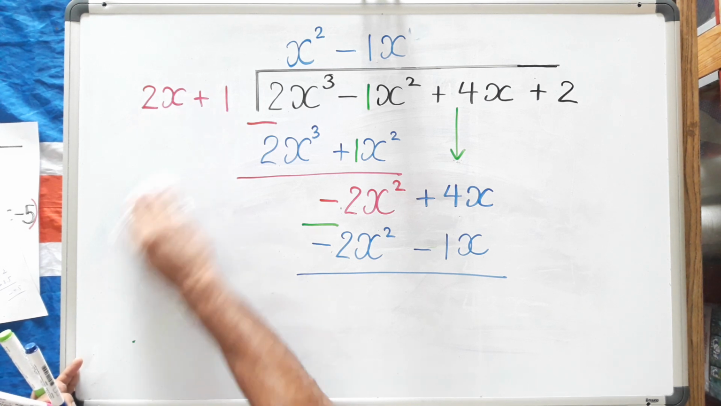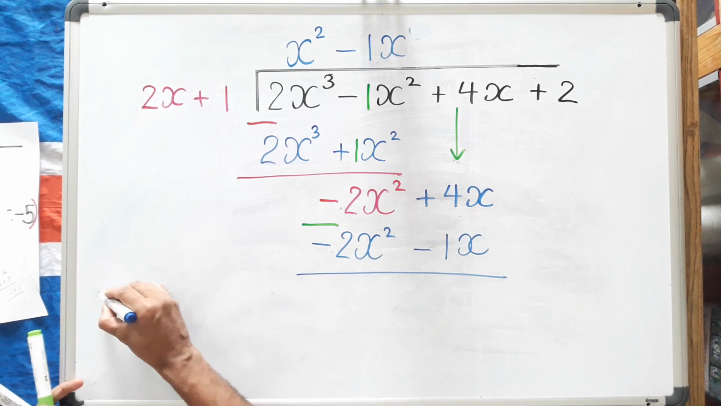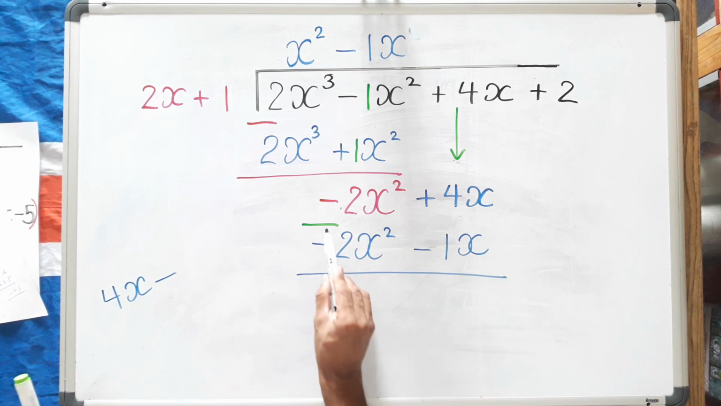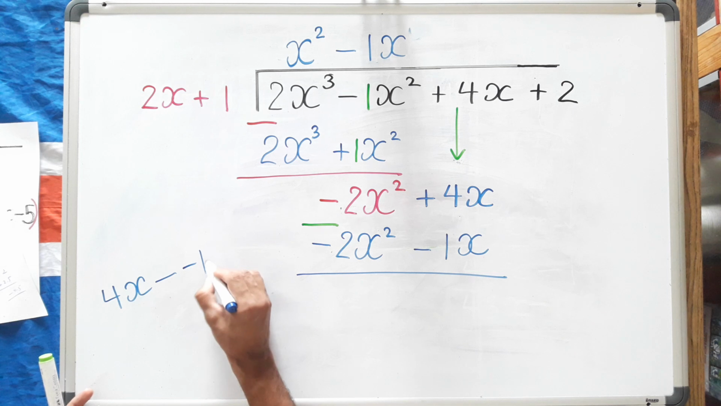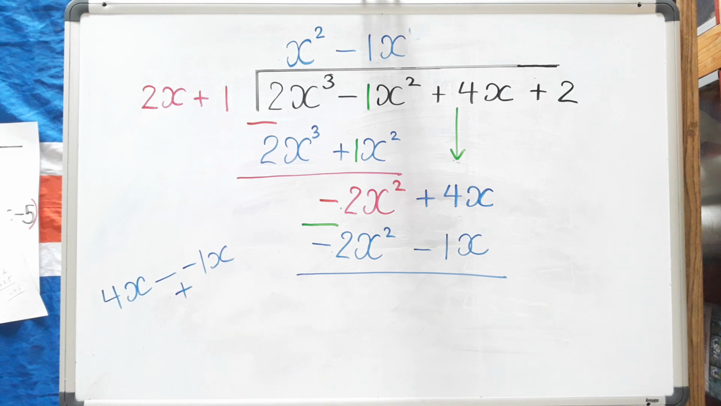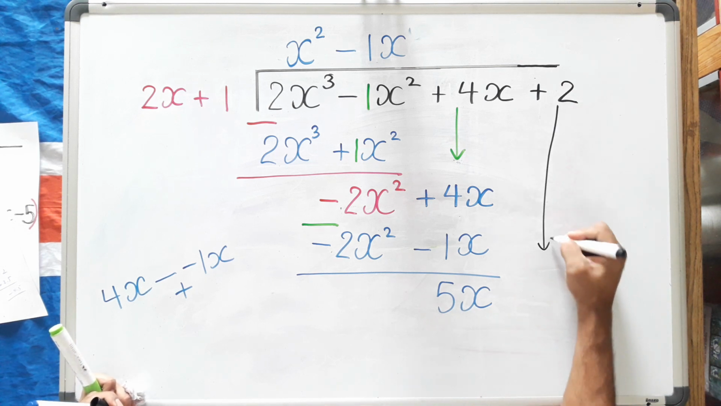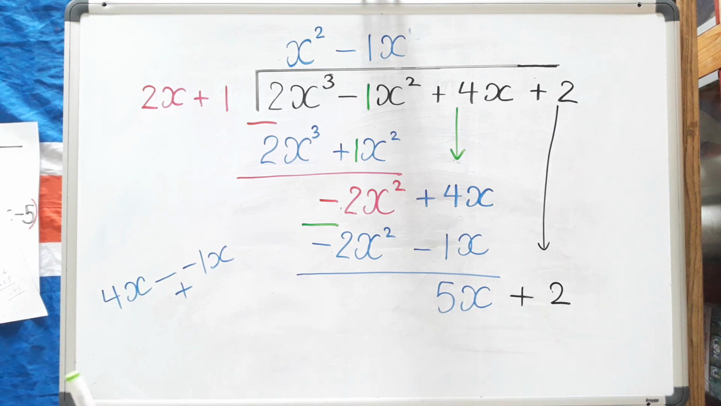Let's try the other one. 4x minus minus 1x. Two negatives come together. 4 plus 1 is 5x. So by now you should be getting the hang of this calculation. Let's bring down Mr. 2 here, positive 2. And we're going to repeat this procedure.